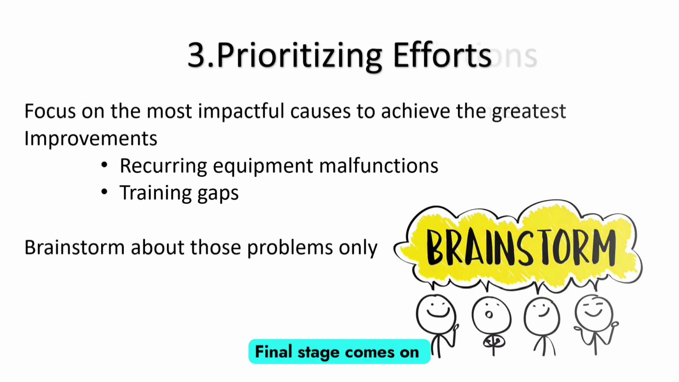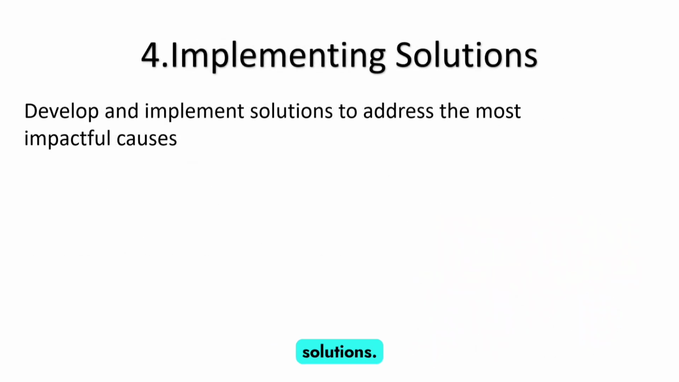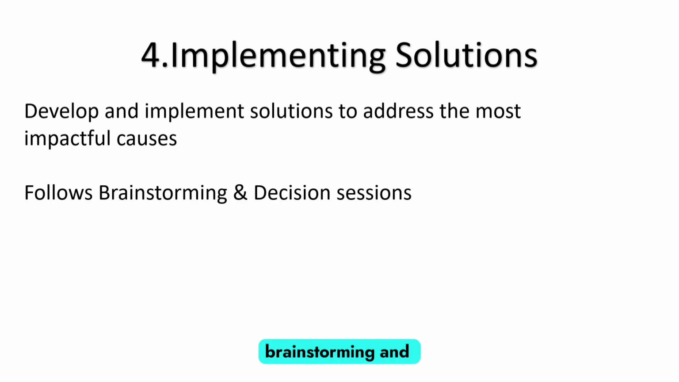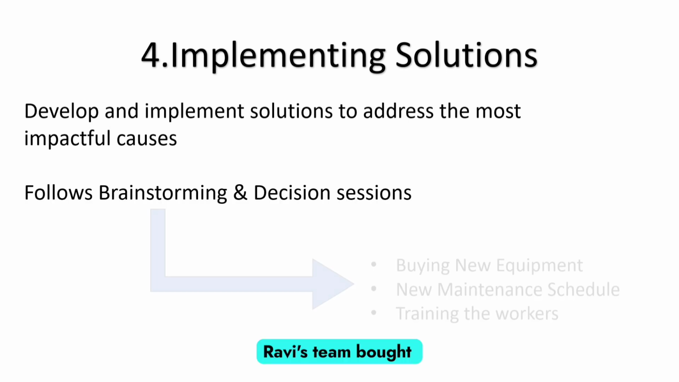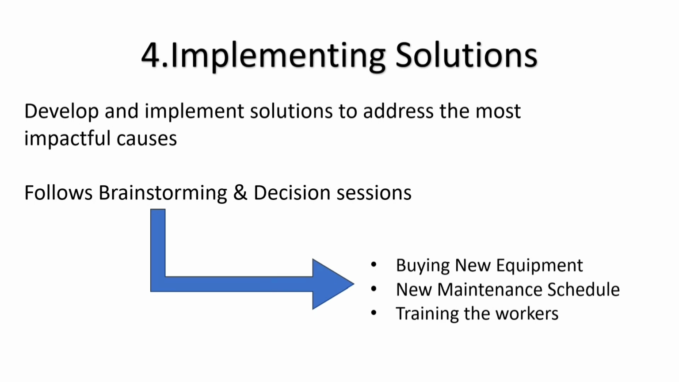Final stage comes on implementing solutions. Developing and implementing solutions to address the most impactful causes. It follows the brainstorming and decision-making session. Ravi's team bought new equipment for labeling step. He implemented regular equipment maintenance schedules and enhanced training programs to reduce the defects.